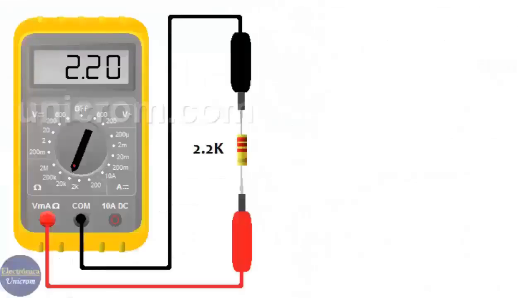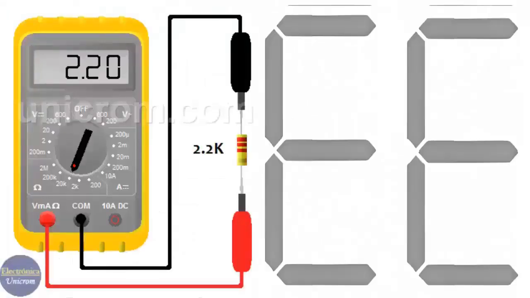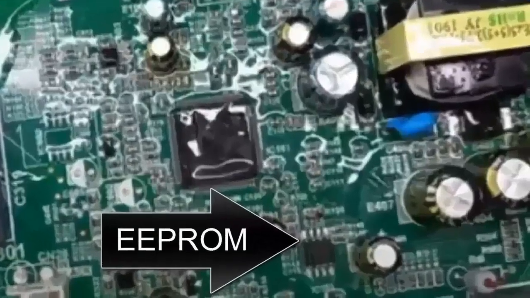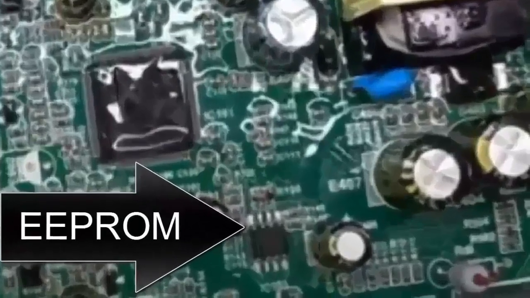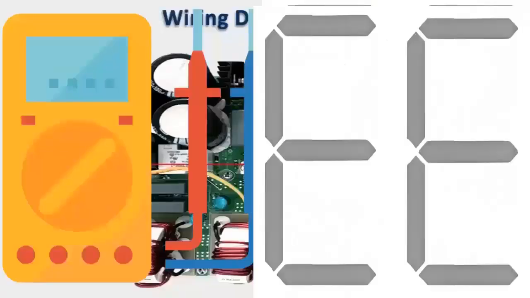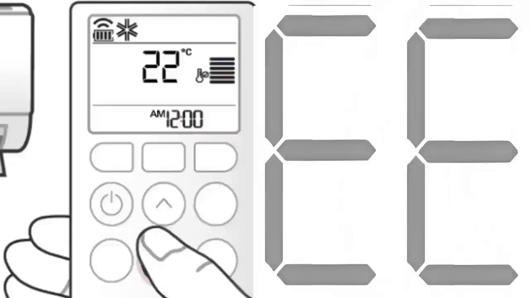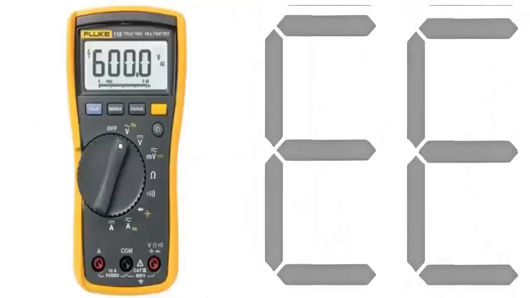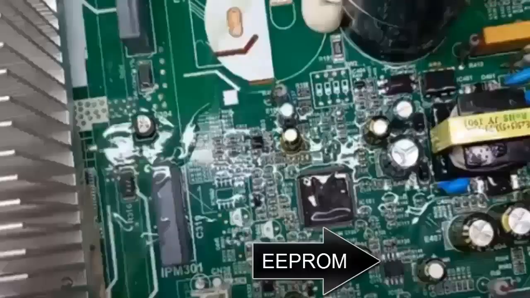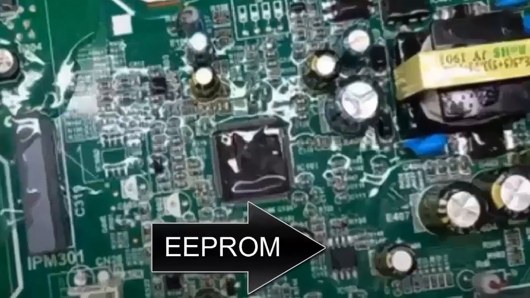4. There is a possibility that the problem is related to an electrical resistor near the EEPROM memory. 5. Perform a detailed measurement of all resistors near the memory. 6. If any resistor does not have a value close to what it should be, it must be carefully replaced.